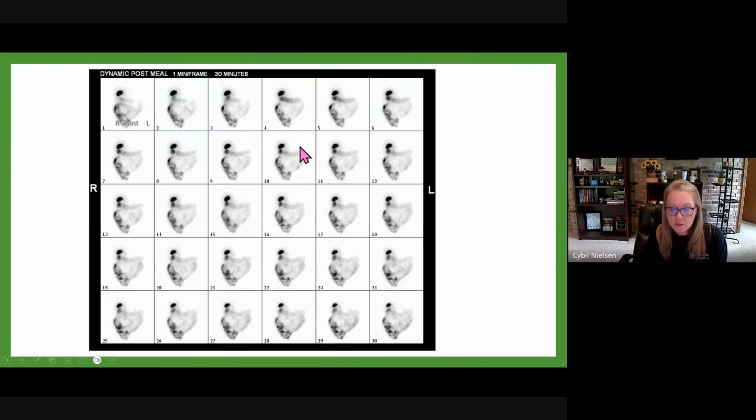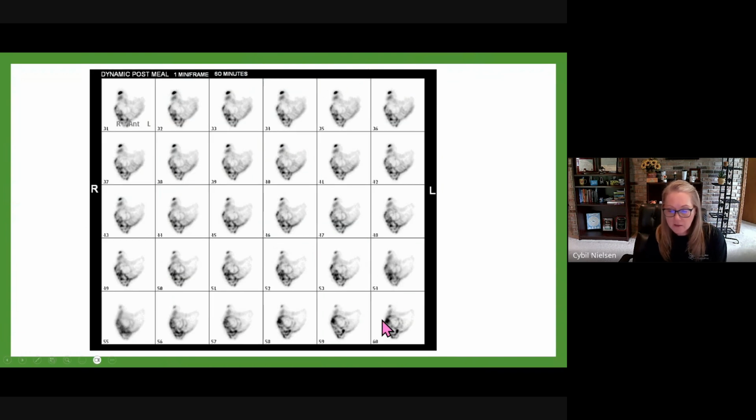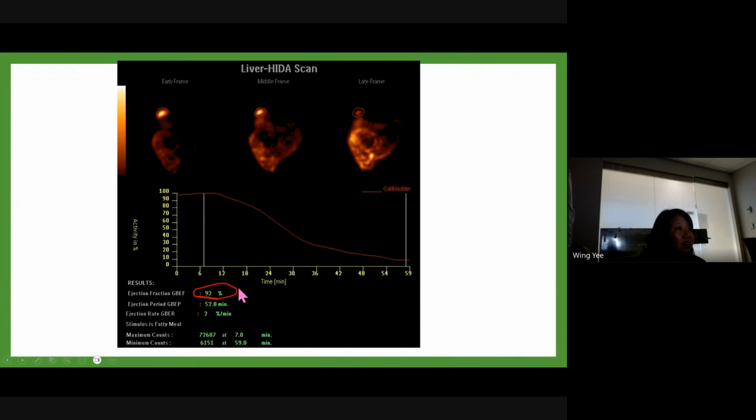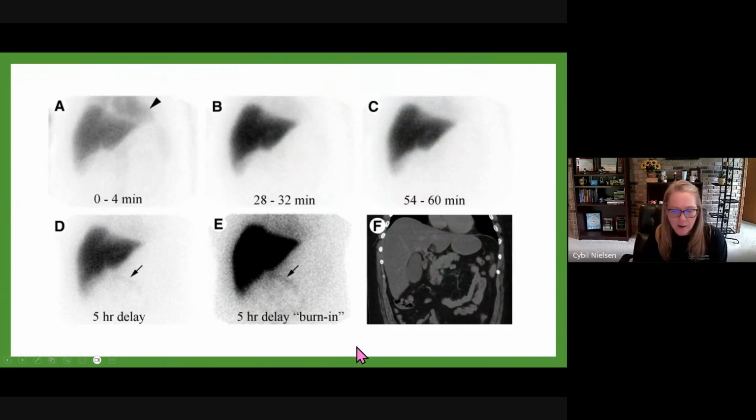So we're going to squeeze the gallbladder. Here's the gallbladder. We're going to squeeze it, and it looks like just about all of it squeezed out. So we'll do an ejection fraction. Ejection fraction here is 92%. So is this patient normal? Yes, over 38%. Perfect.